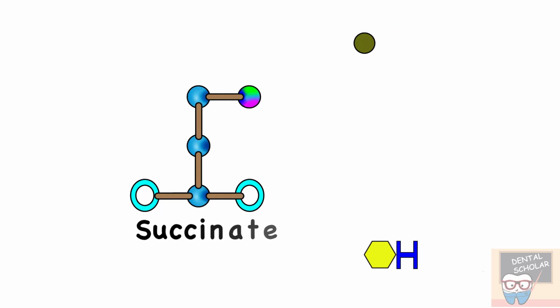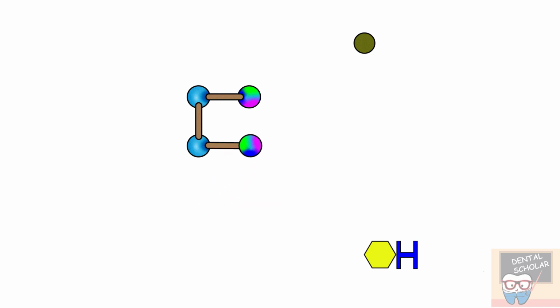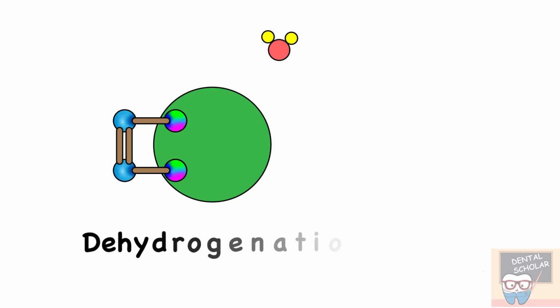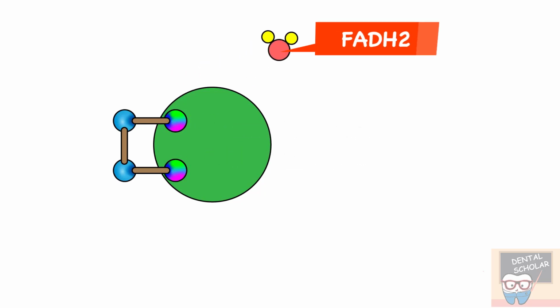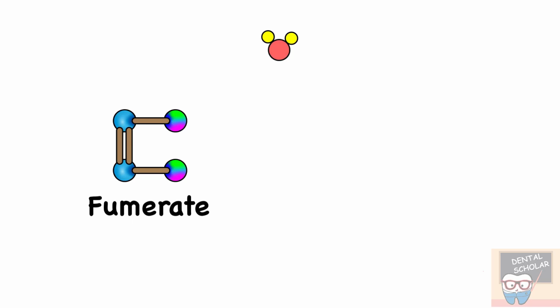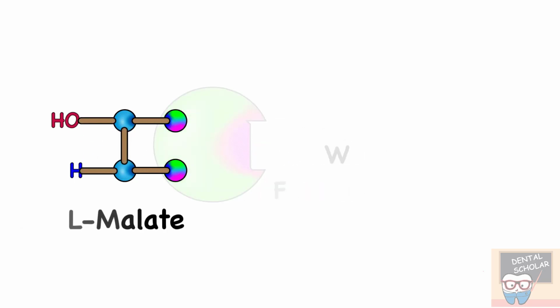Now here in this succinate, instead of writing COO, I will rather use a single colorful sphere. Next step is the dehydrogenation of succinate. This reaction is catalyzed by enzyme succinate dehydrogenase, and here one molecule of FADH2 will form. And this reaction results in the formation of fumarate, which is again a 4-carbon molecule. Fumarate in the presence of fumarase and water forms L-malate.